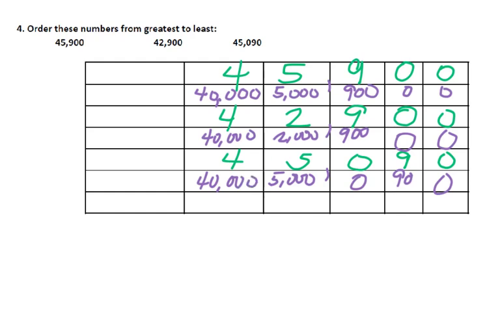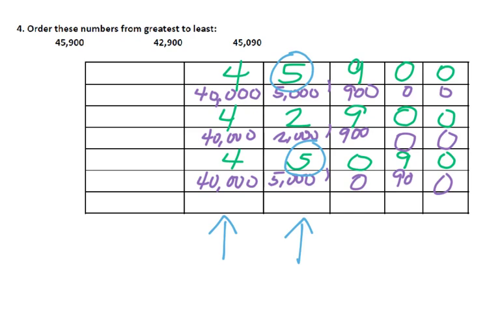Okay, now that I have the values listed out, I'm going to start with my largest place value, and I'm going to see, is there anything that's larger or smaller? Well, I have a 40,000, 40,000, 40,000. They're the same value. A 4 in this place value, it's the same. So I'm going to go to the next place value. Okay, immediately I notice that this 2 is smaller and the 5s are larger.